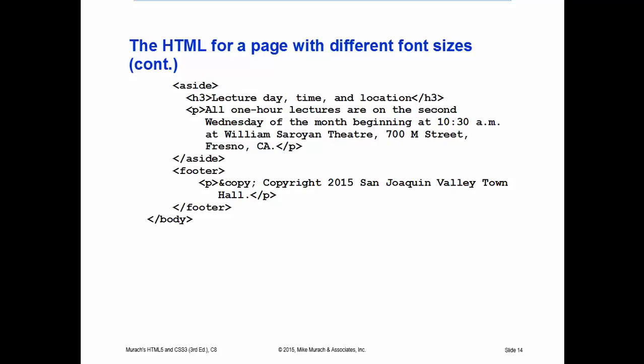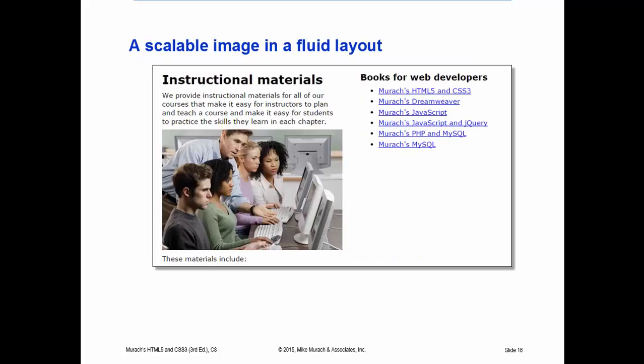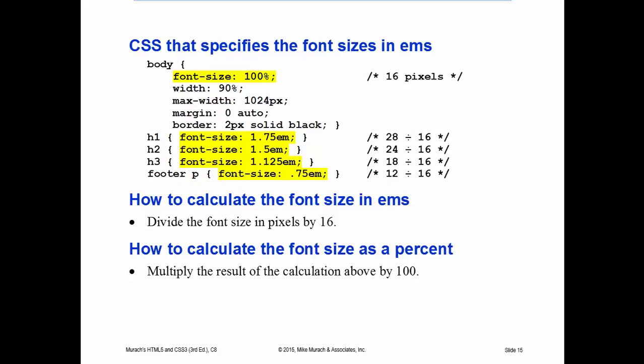The default font size for many browsers is 16 pixels. Because of that, you can calculate the font size you want to use in ems by dividing the font size in pixels by 16. Then to calculate that as a percent, you multiply the result by 100. But there can be issues in older browsers too. There's what I just mentioned to you right here.